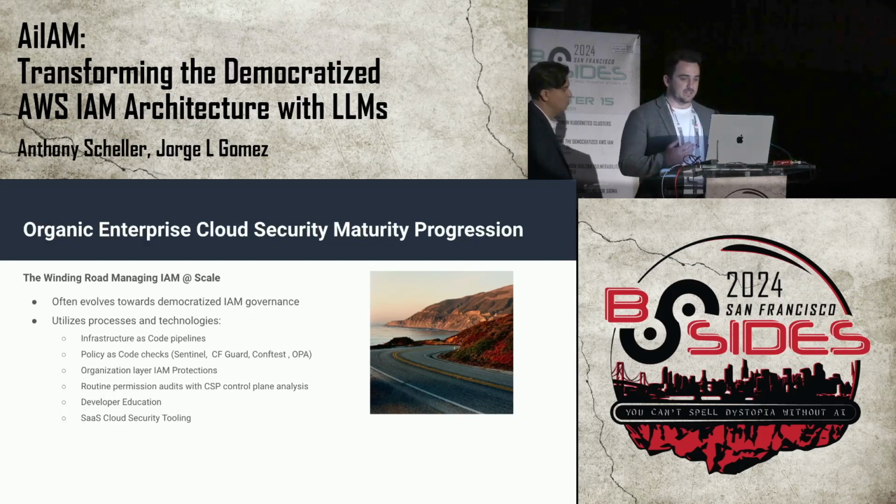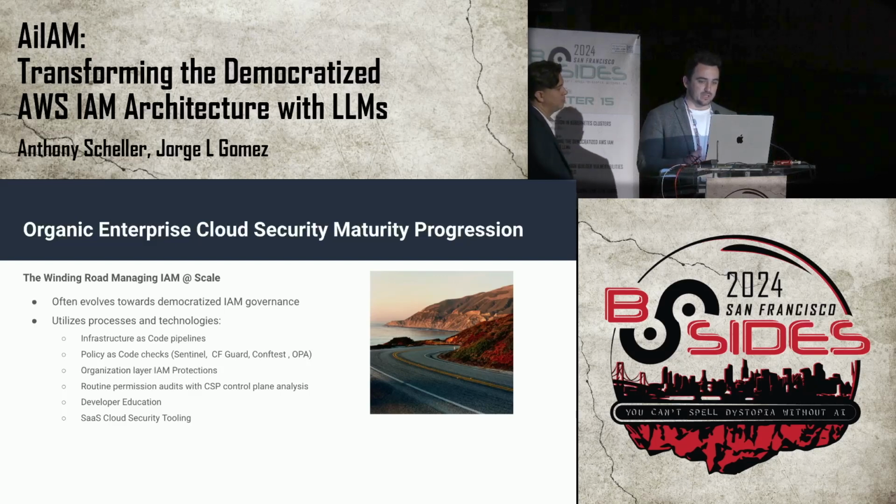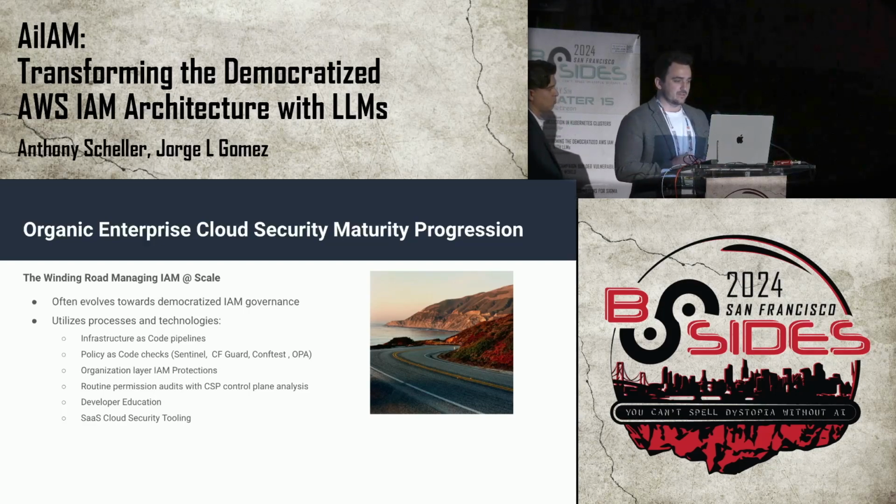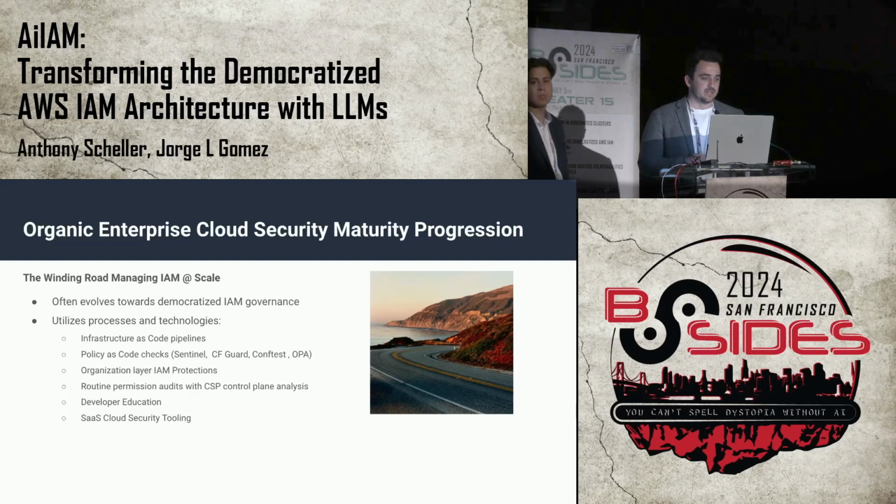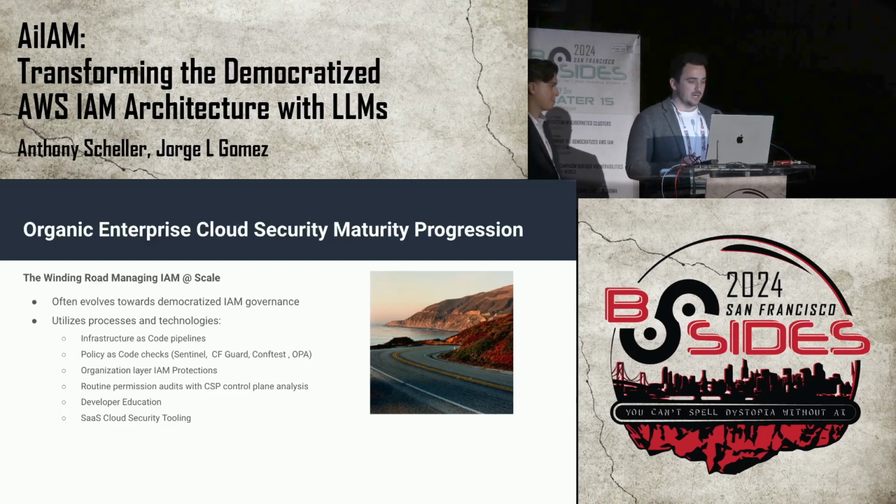And so with that said, organizations with a mature cloud security posture have generally implemented these processes and technologies to do just this. So we start with the foundations, right? Infrastructure as code pipelines. That's the principle of moving all of your infrastructure management, creation, and modification through infrastructure as code pipelines and putting it all into code, right?